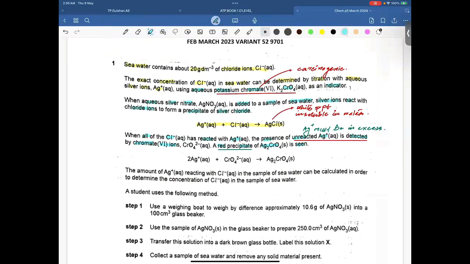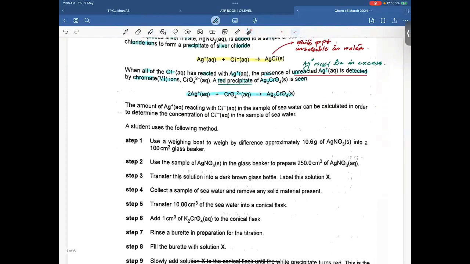And the equation for this red precipitation is going to be like this: silver ions reacting with chromate(VI) ions, converting into silver chromate. Again, silver chromate is an insoluble salt. The amount of silver ions reacting with chloride ions in the sample of seawater can be calculated in order to determine the concentration of chloride ion in the sample of seawater. A student uses the following method.